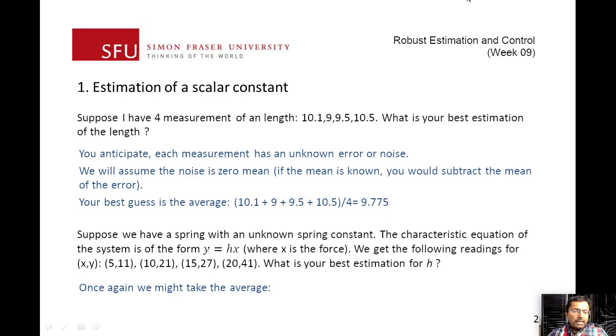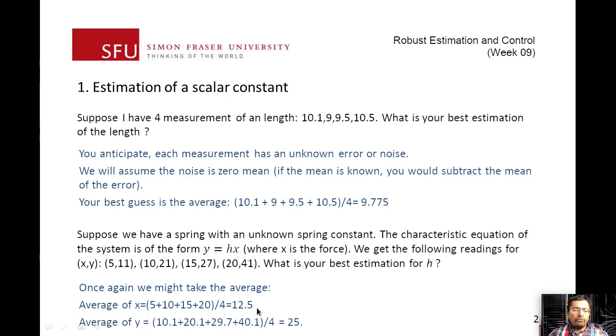Once again, we could potentially take an average, where rather than doing the average of h, you average the inputs and average the outputs, and based on that, you try to estimate what the value of h is going to be. The average of all of my inputs, which is the first elements, is 5 plus 10 plus 15 plus 20 divided by 4, which comes to 12.5. Similarly, the average of my outputs comes to 25.